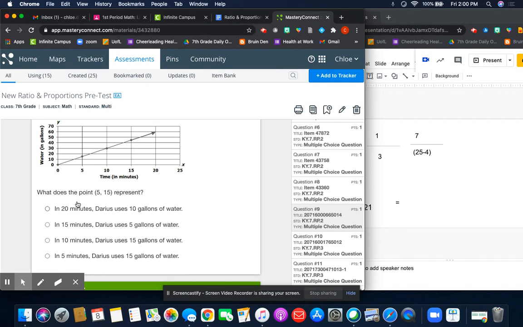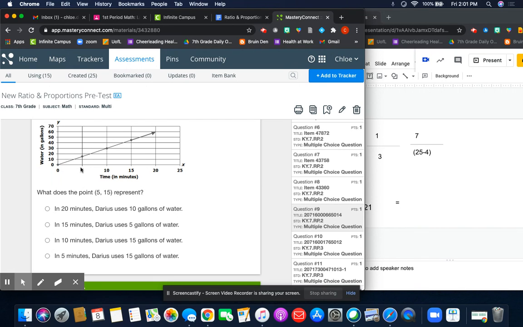So A tells us that in 20 minutes, 20 minutes is over here, I use 10 gallons of water. 20, 10 is over here. This is not on the line, so that is not true. Or it's not what 5, 15 represents. So then in 15 minutes, do I use 5 gallons of water? No, that's also not true. In 10 minutes, do I use 15 gallons of water? You'll have to determine that yourself.